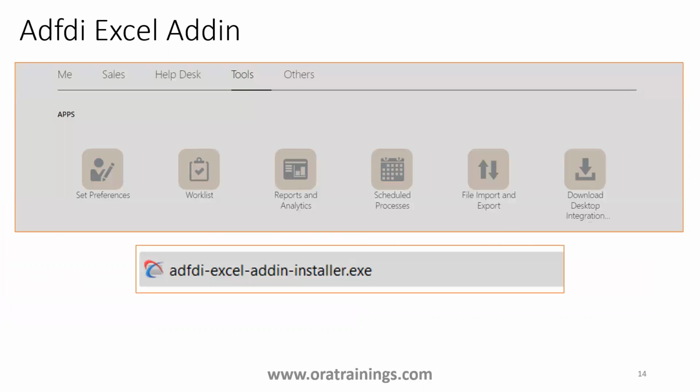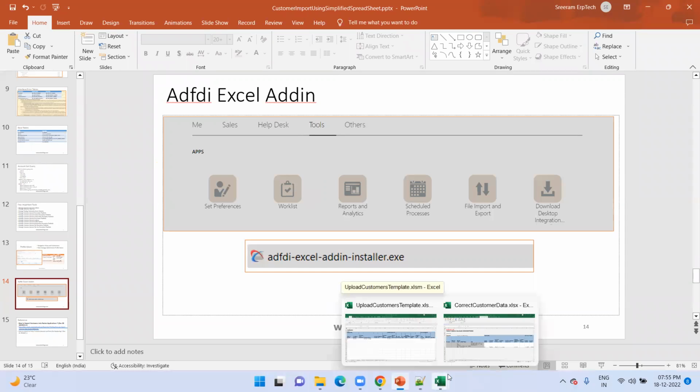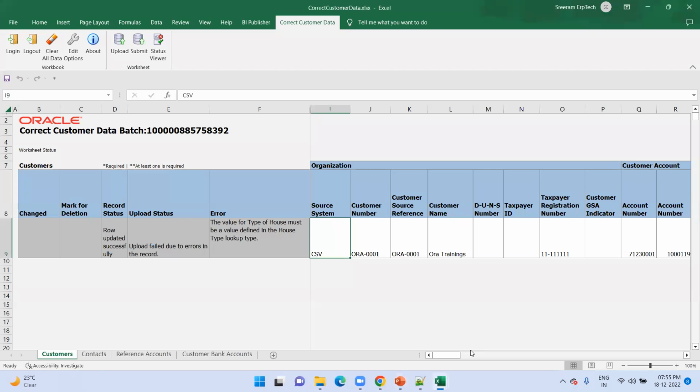Okay, so this is a plugin which is required. The plugin will be available in the tools section: download the desktop integrator. Using this tool, we can correct the data. Also, let us say when you're trying to upload, you have 5 records which are failing, but out of those 5 records, there is one record which is not at all required to be inserted.